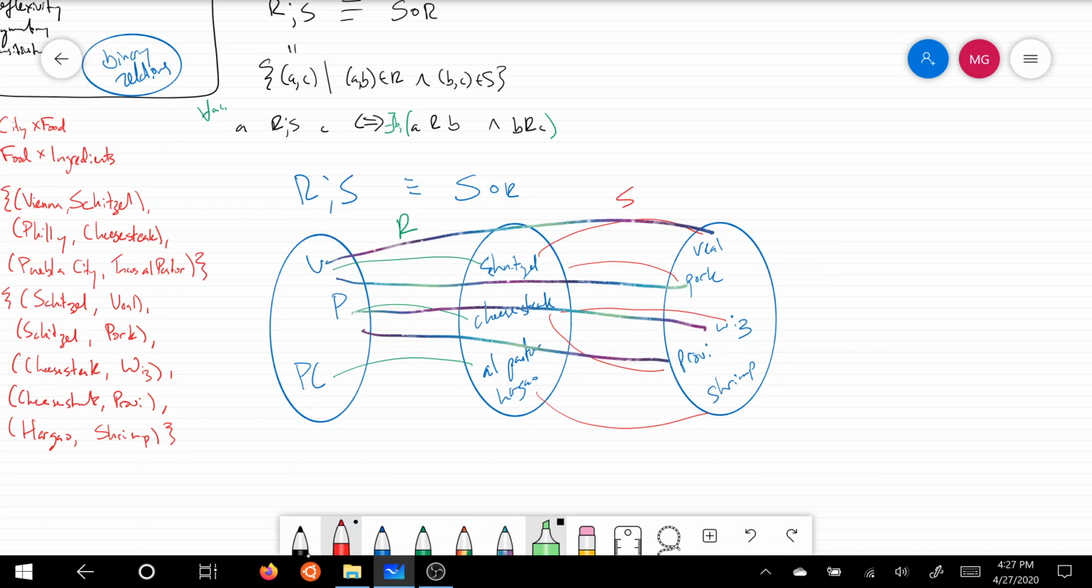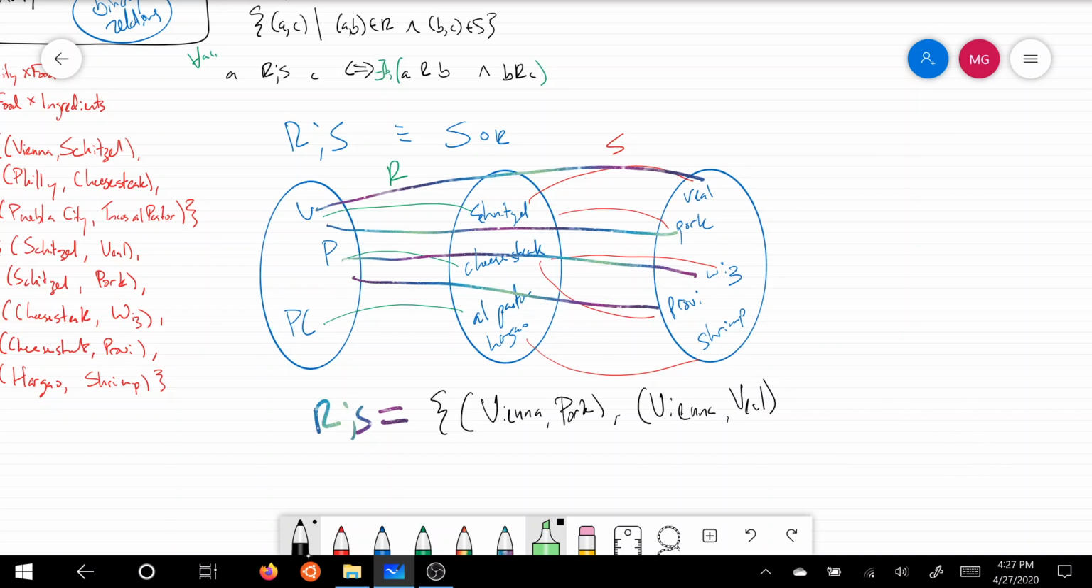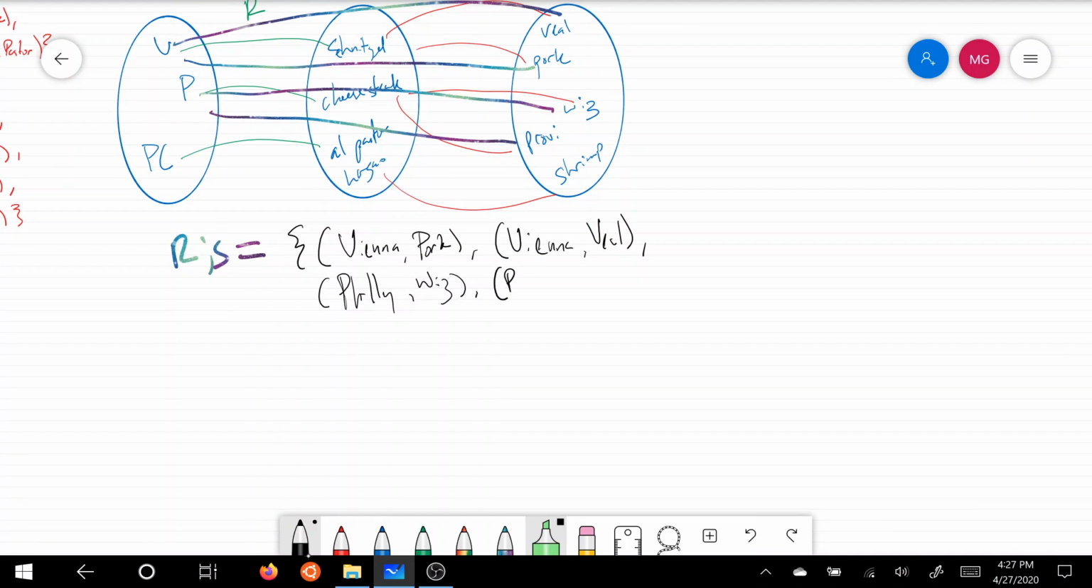I forgot to write that over here. We have S. So in the composition of R and S, what do we get? I'm going to write the actual answer in black, which will be easier to read. We'll get this relation. Vienna will be related to pork. Vienna will also be related to veal. So it's not a deterministic relation. Philly will be related to whiz, much to its discredit. But it'll also be related to provolone.